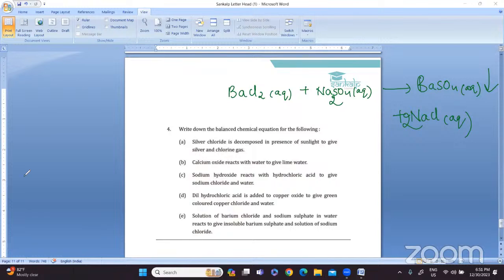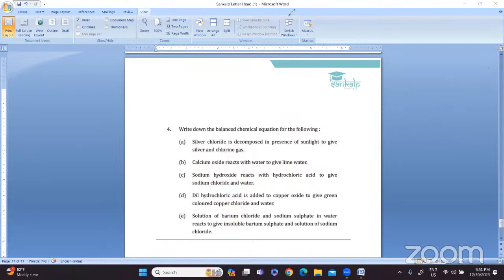Did you understand this particular chapter, students? By this, we have completed our first chapter, chemical reactions and equations. In the next class, we'll be starting with acids, bases, and salts. Any doubts regarding today's session? I hope there are no doubts.